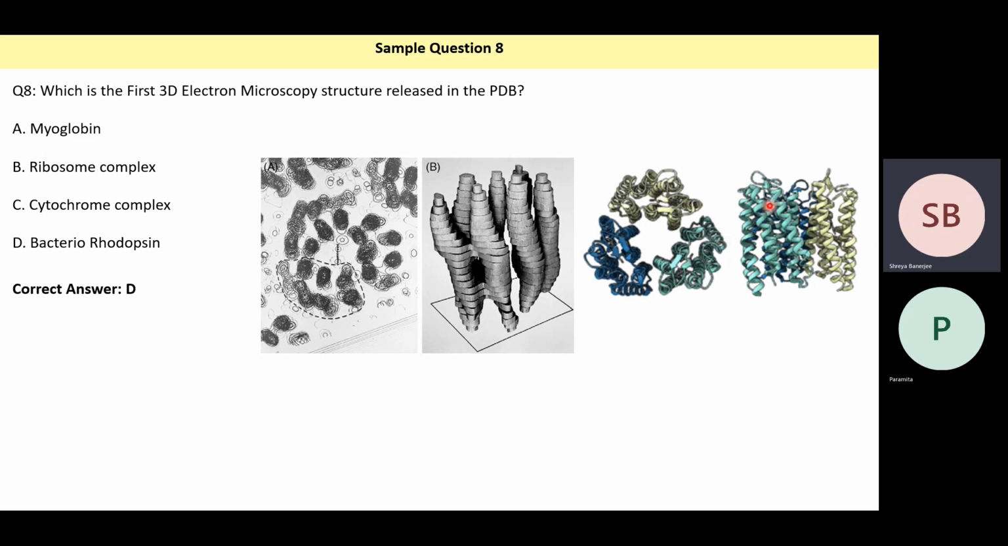It was found that the structure of bacteriorhodopsin consists of multiple alpha helices, and the 3D structure is formed by three such clusters, which are held together by various helical interactions. So bacteriorhodopsin is the first 3D electron microscopy structure released in the PDB.